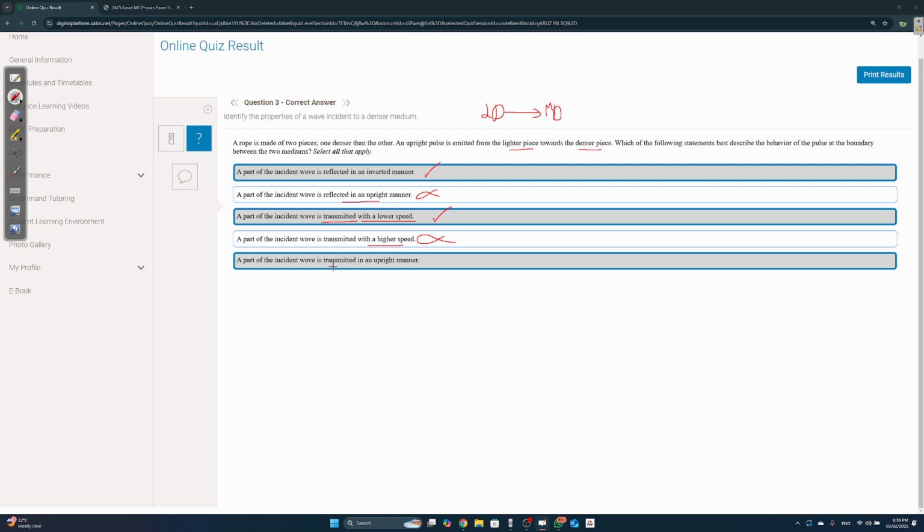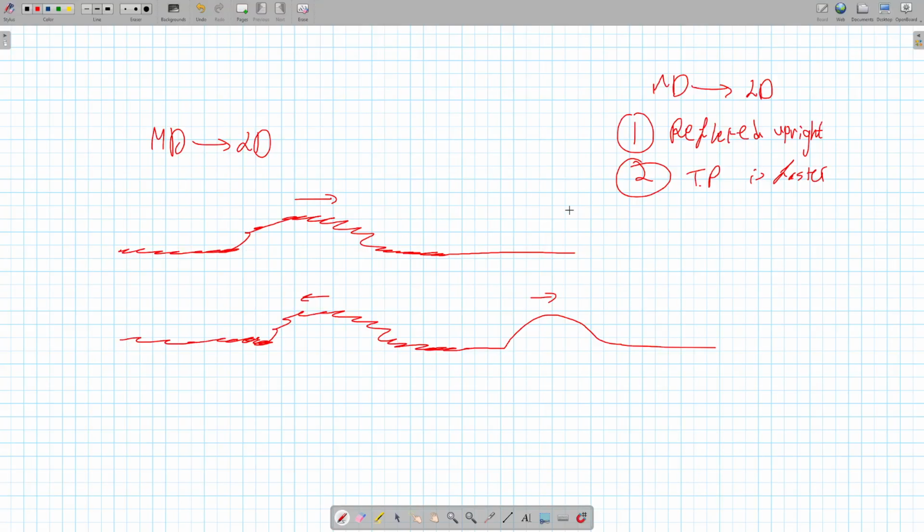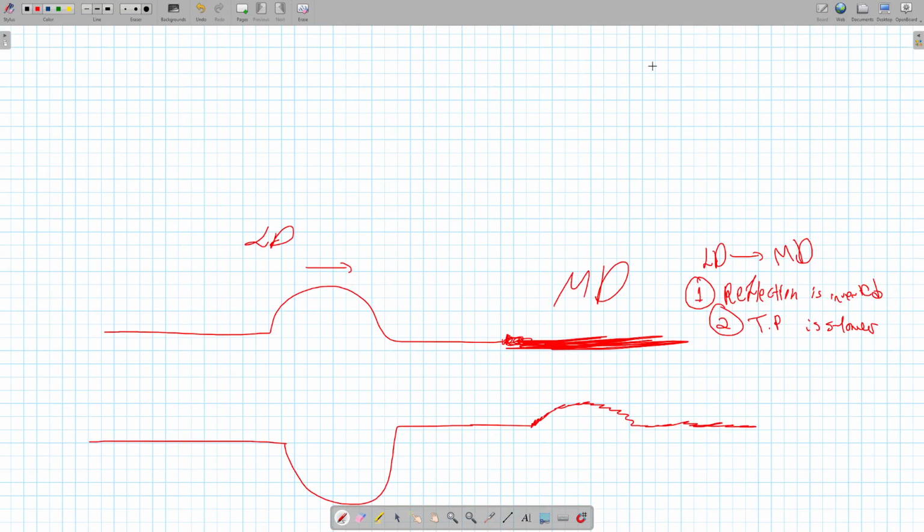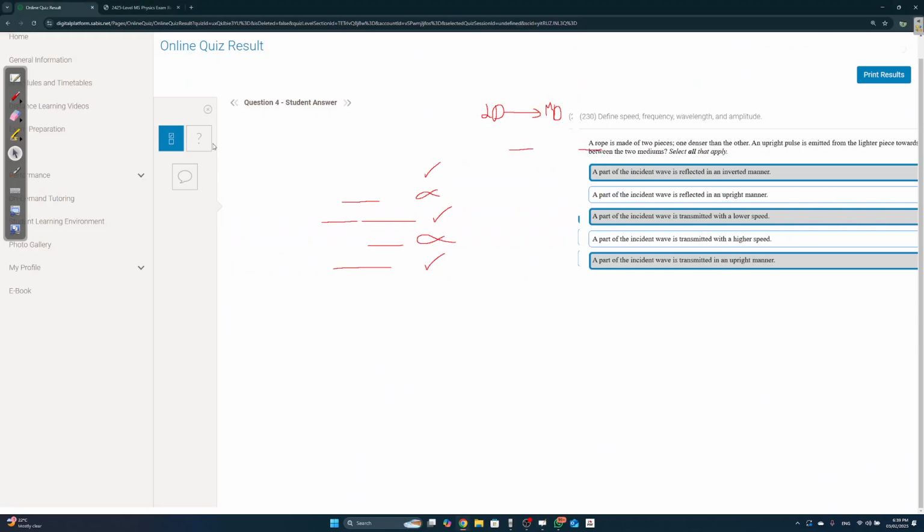A part of the incident wave is transmitted in an upright manner. Yes, the one that's transmitted, we told you guys, when it's transmitted, refraction, yeah, when it's transmitted, it's always upright. You can see. Okay, question 4.